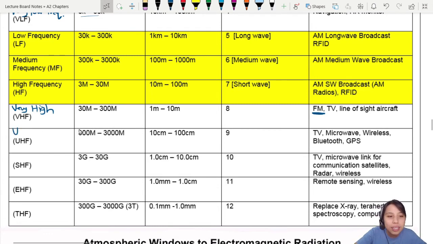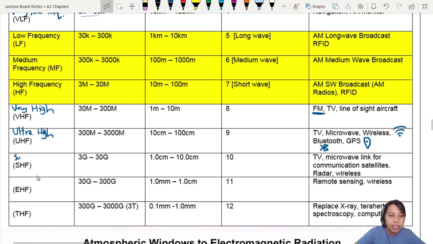Then you go higher, it's ultra high. Ultra high range, microwave, wireless, Bluetooth, GPS is all in this range. So your phone probably got a lot of this. I draw Wi-Fi. Bluetooth, how to draw? Like that. I think I drew it correctly. GPS is like this, I think. So all these signals that your phone especially receives are in the ultra high range.